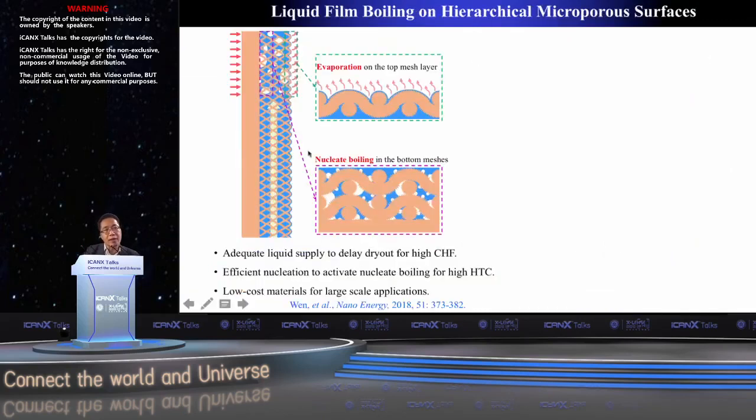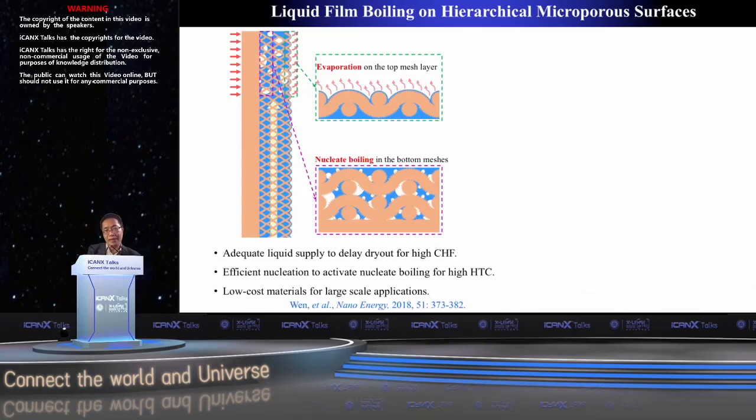And this is actually a particular articulation of the surface we try to make. It's a multiple layer of mesh. In the title, I have something called scalable manufactured surfaces. If I tell you it's mesh, you can always stack a mesh together and then stack a lot of them, and that's called scalably manufactured. Now the key is how we utilize the phenomena: evaporation is on the top of the surface, on the surface front, and then the other is nucleate boiling on the bottom part of the mesh.